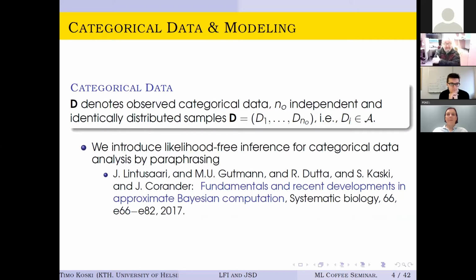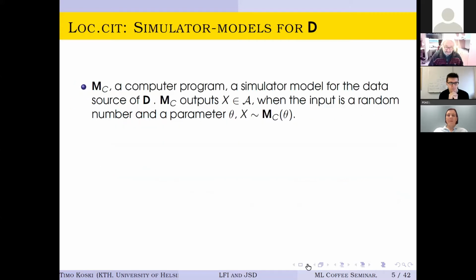Now I have this capital D that denotes a set of observations. There are n sub 0 of them. It's simply that somebody has generated for me a sample of data with values in this alphabet. Now there was this likelihood-free inference thing, and I'm going to start by simply giving you some paraphrases of what's in this paper.